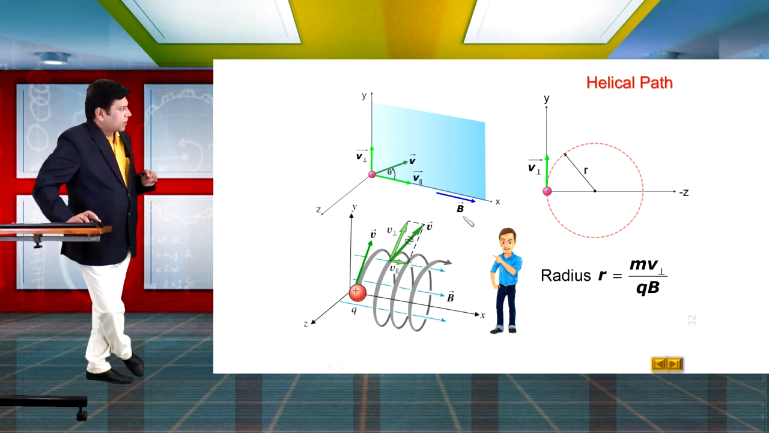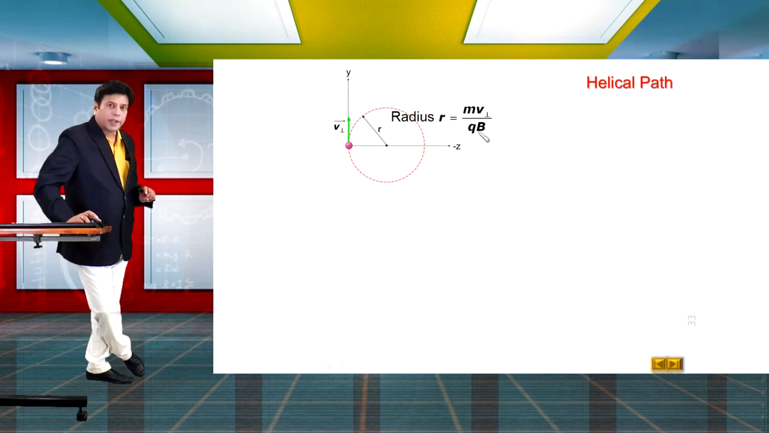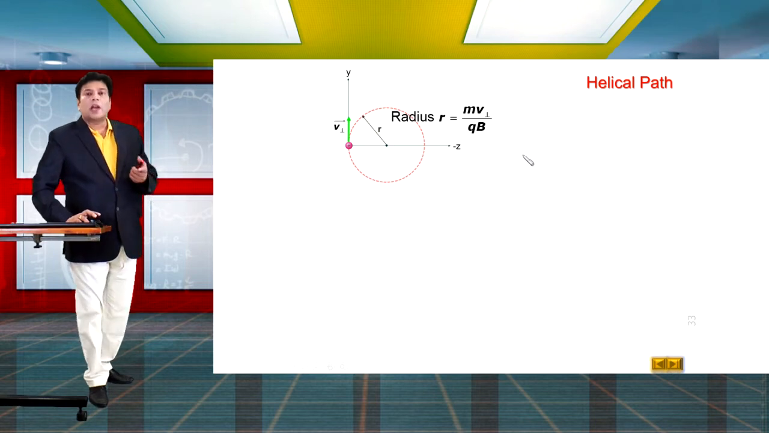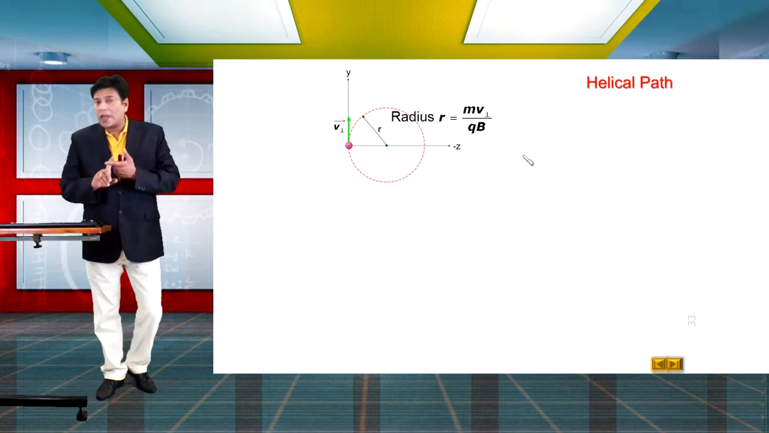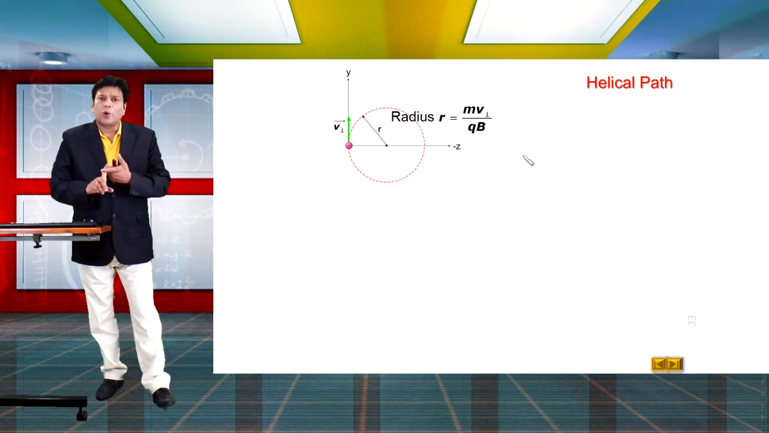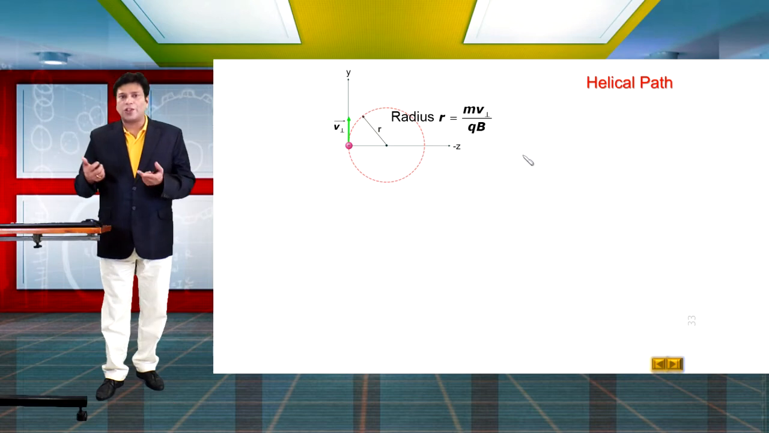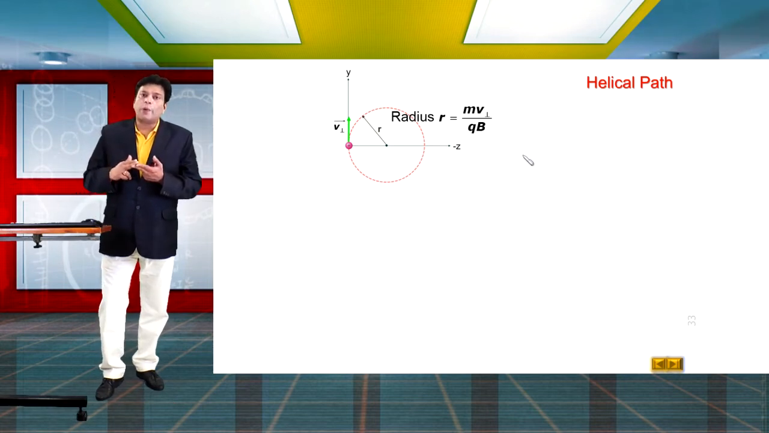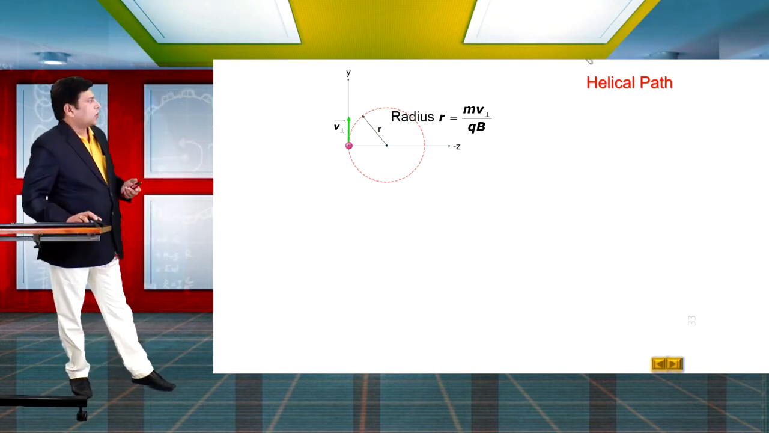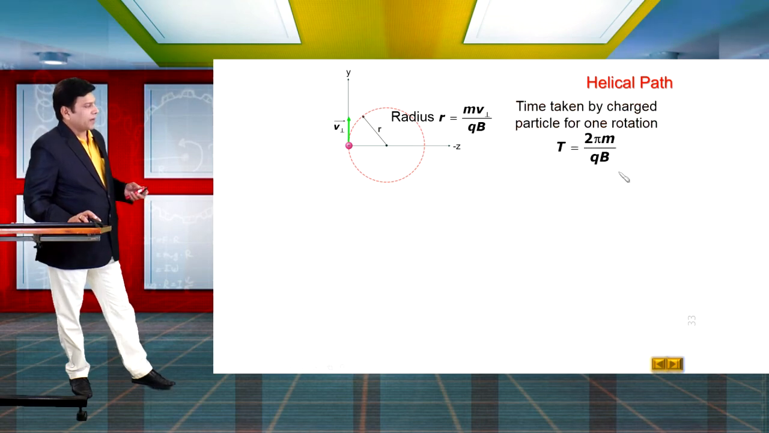Now let us make this diagram again. Radius of the circular path is m v perpendicular divided by qB, and we have also calculated the time period of rotation of the charged particle. We know the time period of rotation of a charged particle in the magnetic field region is independent of the velocity, and it is equal to 2 pi m divided by qB. So let us write this relation, the time period T equals 2 pi m divided by qB.